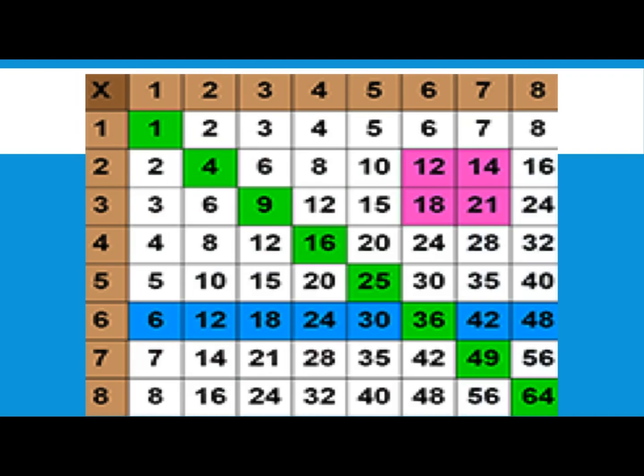2 into 2 is 4, 3 into 3 is 9, 4 into 4 is 16, 5 into 5 is 25, 6 into 6 is 36, 7 into 7 is 49. So in this way you can go on. It's a complete grid.